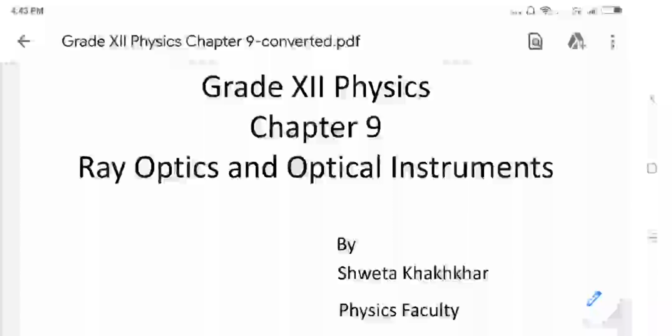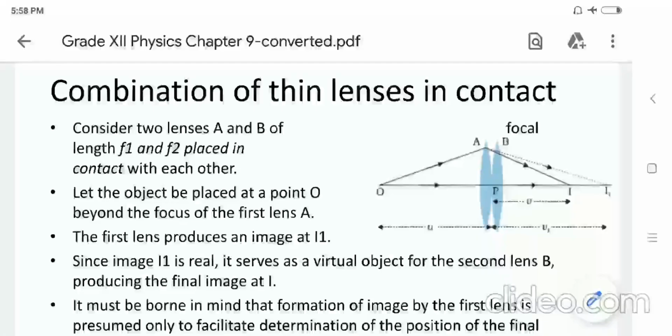Hello students, let us start our new session of chapter number 9, Ray Optics and Optical Instruments. Let us go through the new topic, combination of thin lenses in contact. Here we have two lenses, A and B. Both lenses are thin and both are in contact. So lenses of focal lengths F1 and F2 are placed in contact with each other.